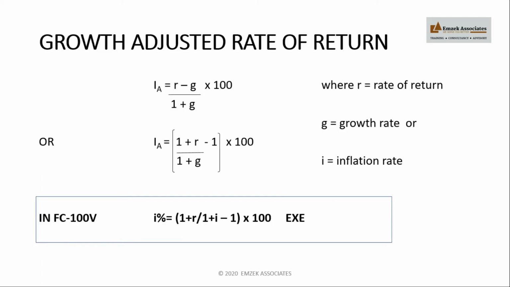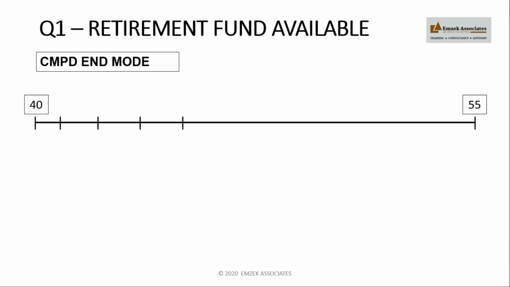When we talk about inflation and return, there will be a gross adjusted rate of return. Now we will be using the formula IA = (1 + R) divided by (1 + G or I) minus 1, times 100. G is the gross rate of salary, I is the inflation rate. Okay, now come back to question number one on retirement fund available.